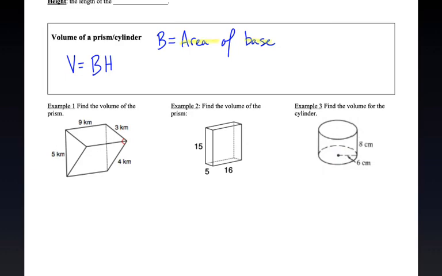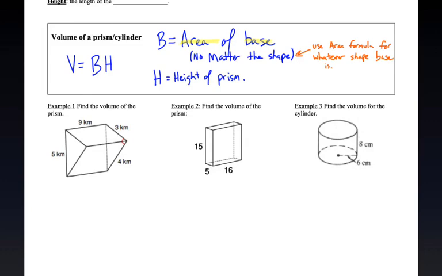And so whatever that shape is, you find the area of that shape, and you'll just use the formula for it. And then capital H, height, is the height of the prism, the distance between the bases. So it's the segment that connects the two bases. It's actually really simple. Let's look at example 1.